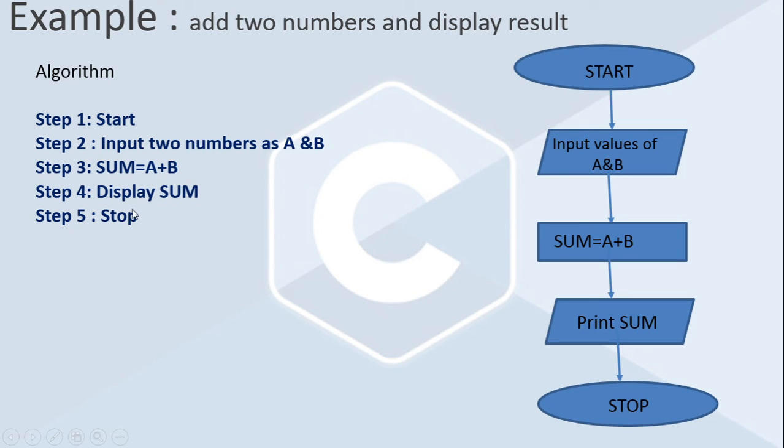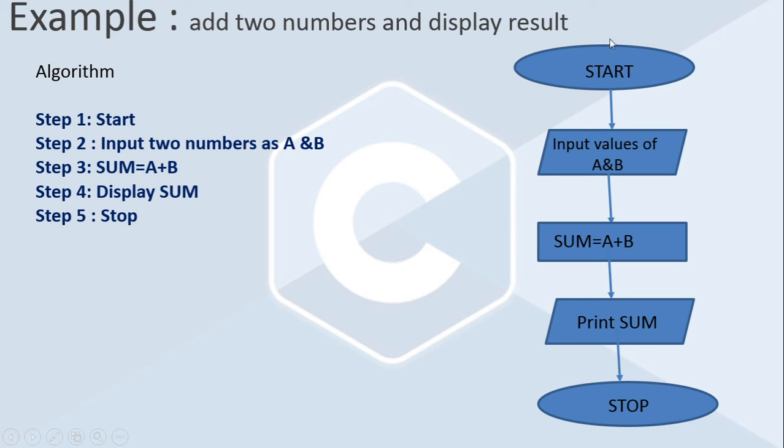Then display the result. The result is available in sum. Then finally we can stop. Read two numbers, perform the summation, the resultant value is stored somewhere, and display the value. Then we can stop. So this forms the sequence of statements needed for solving this given task. So this forms the algorithm for this given situation, and the corresponding flowchart looks like this.